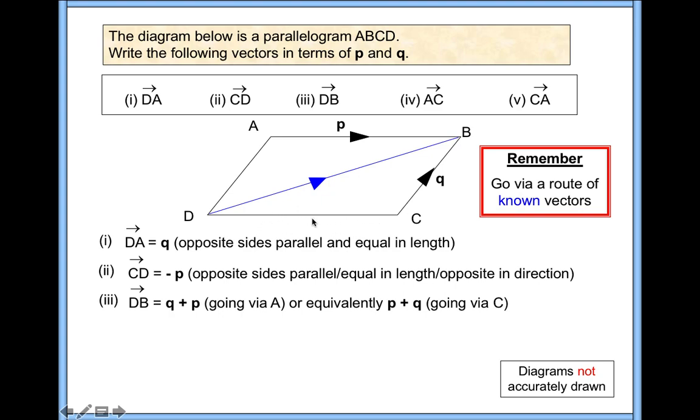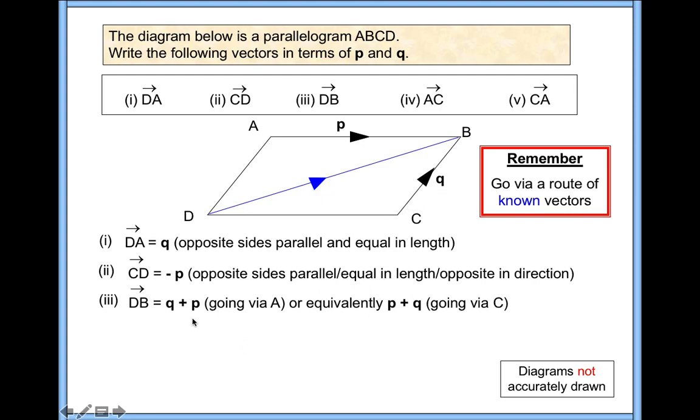Vector DC is P. Students, see, vector AB and vector DC are both equal, right? So vector AB is P means vector DC is P. And vector CB is Q. So P plus Q or Q plus P, both are the same. It can be either P plus Q or Q plus P. It will be Q plus P when you go via A, and it will be P plus Q when you go via C. That's what I told you at the beginning.